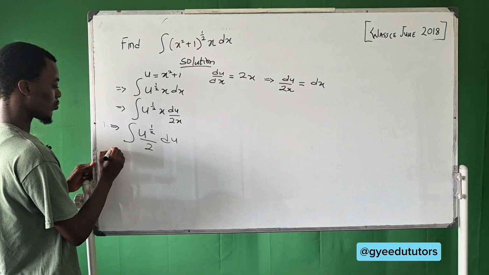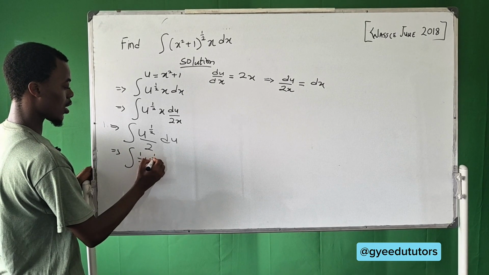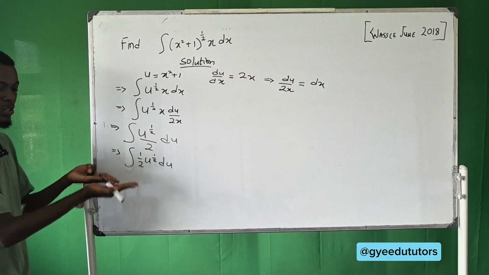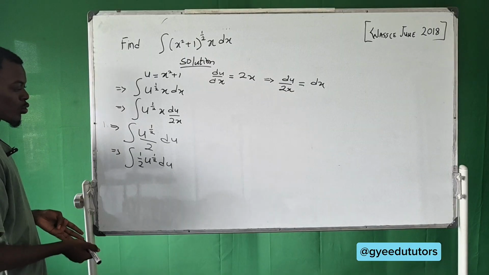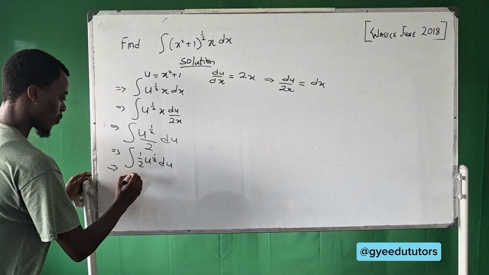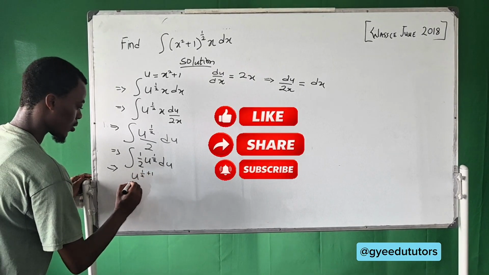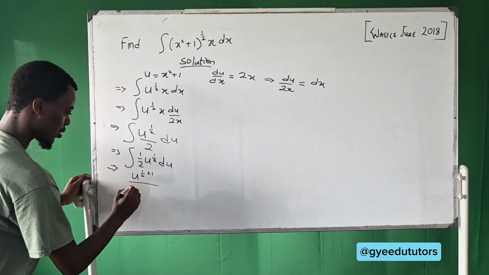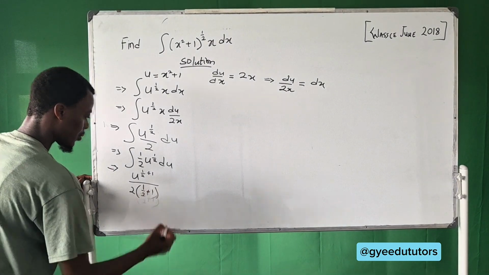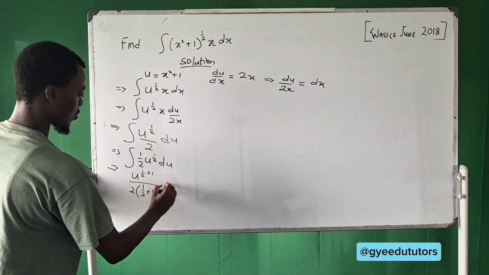So now, as you can all see, we have half u exponent half, du. So now we can integrate this because this one is simple for us. So we can say u to the half plus 1, and there's a 2 here already, over half plus 1, plus constant.